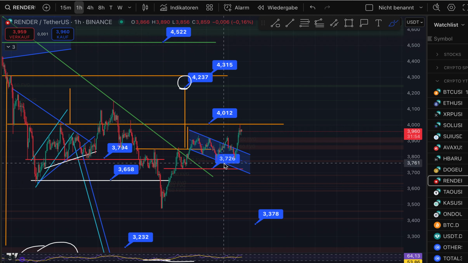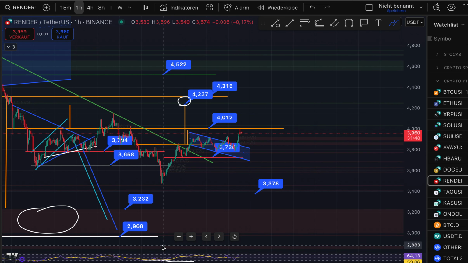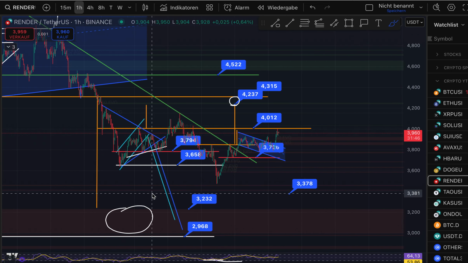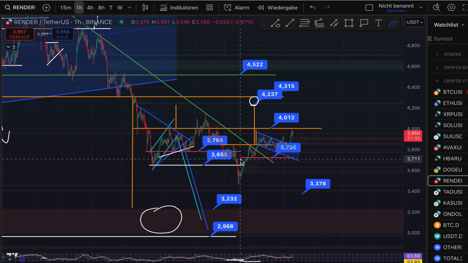If we break the $3.73 to the downside, then I think the chance is very high that we even drop down to $3 because we still have the three targets ongoing in the area between $3.23 to $3, including a huge fair value gap.